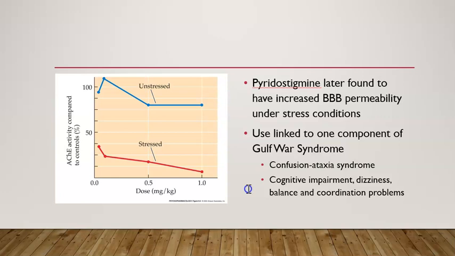So here then you see confusion, ataxia syndrome, so cognitive impairments, dizziness, balance and coordination problems in patients of the Gulf War syndrome. Now, again, this is just a theory of what causes it, but there are many trials in humans that found that this wasn't the reason behind it. So we can't say for sure that the stress of the war and the soldiers' daily intake of pyridostigmine led to the Gulf War syndrome.